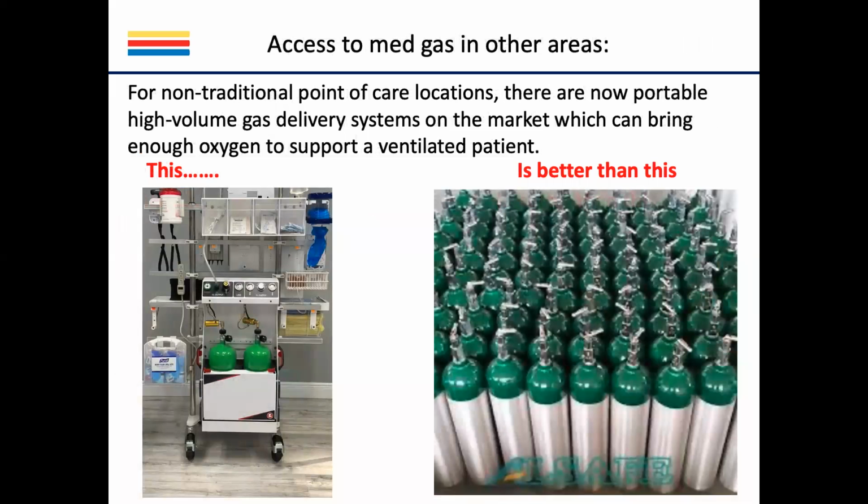There's some new technology out there for bulk gas delivery. It's something that's being discussed right now because there's a shortage of oxygen tanks. And you cannot power a ventilator very easily off of these small tanks, and large tanks are few and far between. So again, look for non-traditional point-of-care locations where there's now some high-volume gas delivery systems available that can bring enough oxygen to support a ventilated patient for a longer period of time. So again, technology is advancing pretty quickly as a byproduct of the need we have right now, and just keep an eye out for a lot of that stuff that's becoming available.